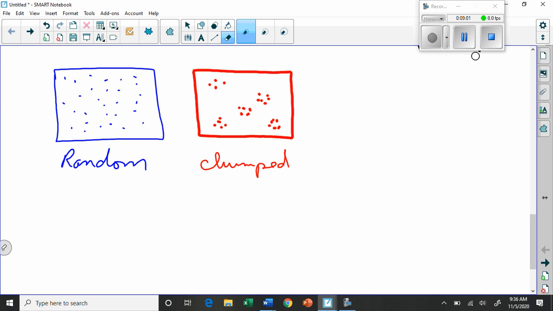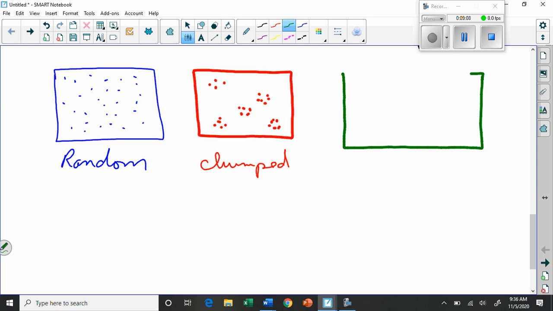We can also find a uniform distribution, which is a little bit less common, I would say, where the population isn't random and it isn't clumped, but it's pretty much spread out like this. This could result from a population of a particular species that competes with itself, for instance. And so there's always a certain distance away from other organisms. It could also be an artificial situation.